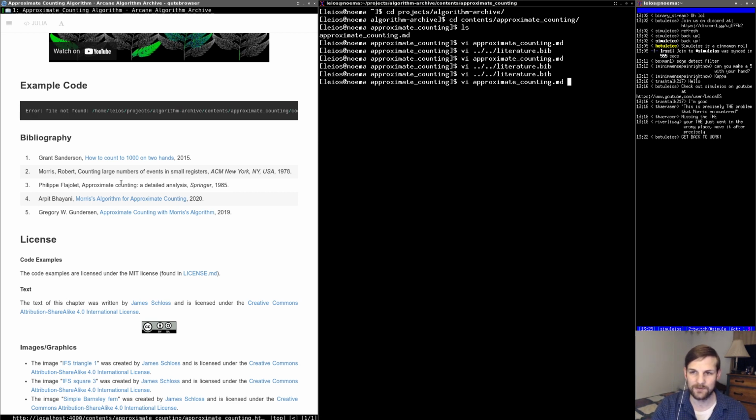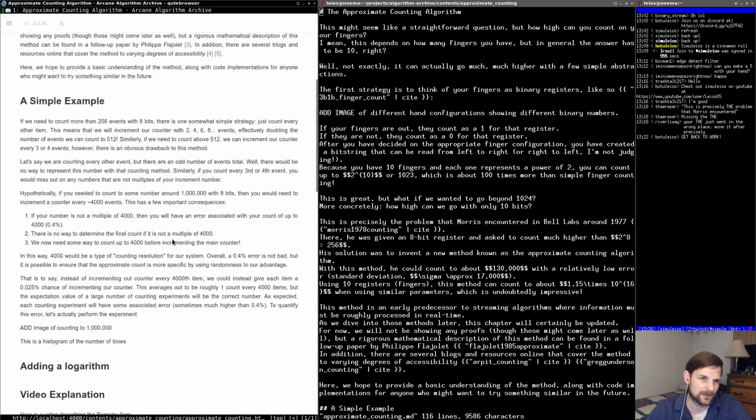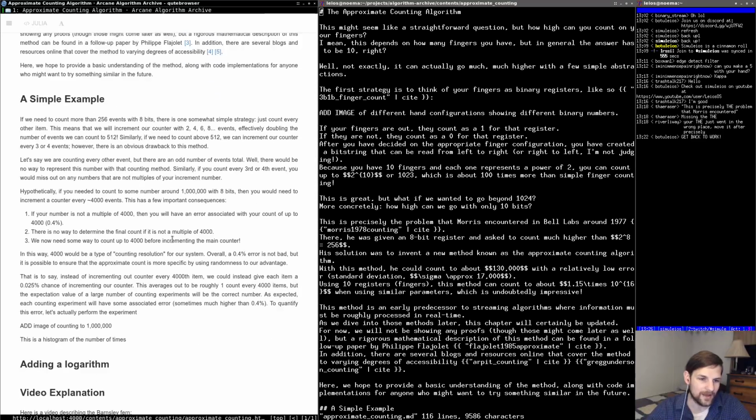Let's go back up to the approximate counting algorithm, and let's start going through the second chapter, or, not chapter, but the second bit here. As you can see, I have only gotten like halfway through the article. There's a bunch of images I need to add in, and all this kind of stuff, but we're going to try to get to that during the stream today. We're just going to see how far we can get, honestly.